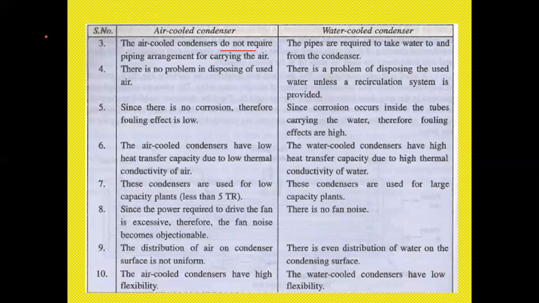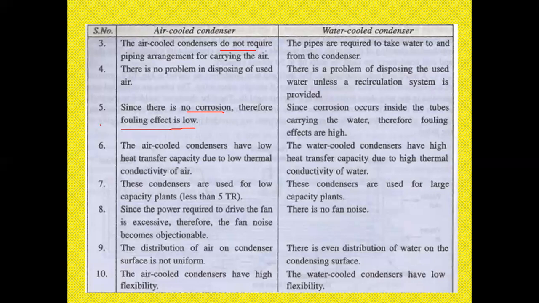Next point. Since there is no corrosion, the fouling factor is low. But here, since corrosion occurs inside the tubes carrying the water, the fouling effect is also high. The air cooled condensers have low heat transfer capacity due to the low thermal conductivity of air. The water cooled condensers have high heat transfer capacity due to the high thermal conductivity of water. The air cooled systems have low capacity, therefore we have a low system process.